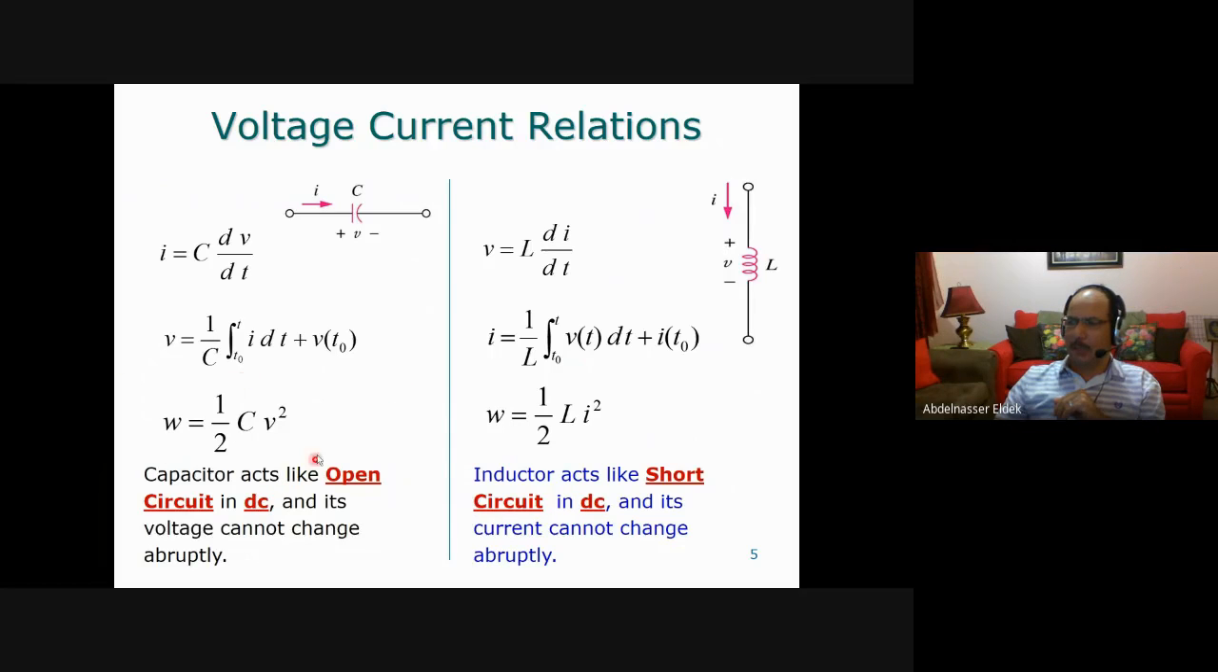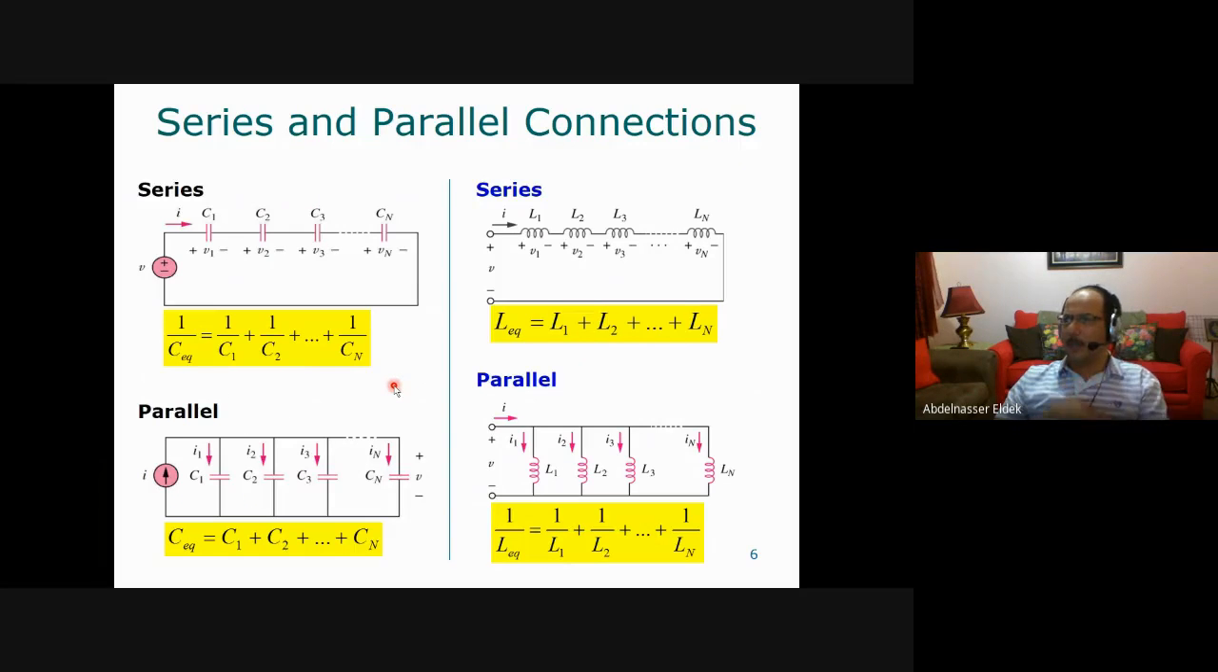Also here, this shows the energy stored in the capacitor and the energy stored in the inductor. Then the series and parallel relations for the inductor are very similar to resistors. So as you see here, if you have inductors in series, you just add them, exactly like resistors. But if you have them in parallel, you add the reciprocal. So you apply the same relation. If you have two inductors in parallel, then you multiply over the summation.